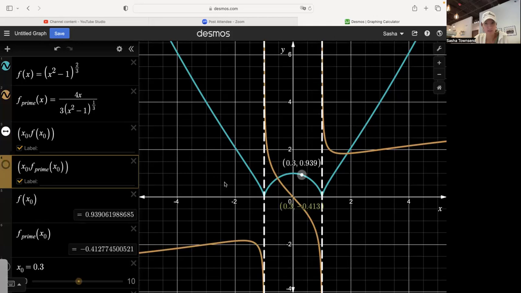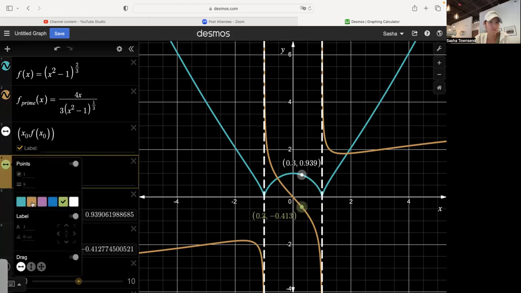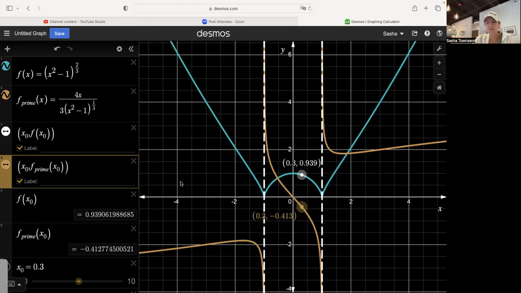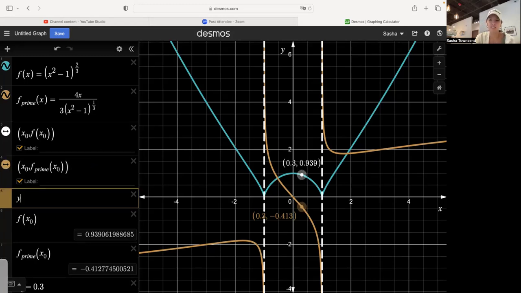So the slope is approximately negative 0.413. So we're right there, and it might be nicer to just see, well, actually we've got the y value for the slope right here. So we have the function value with the slope value, and we've plotted those 2 points. I'd also like to see the tangent line. So let's graph the tangent.